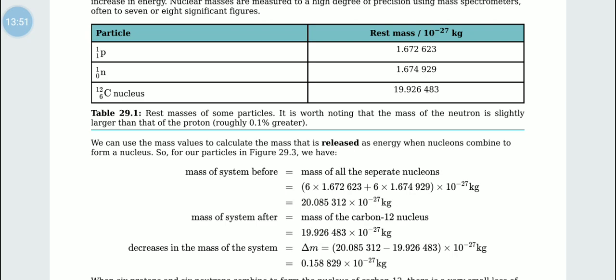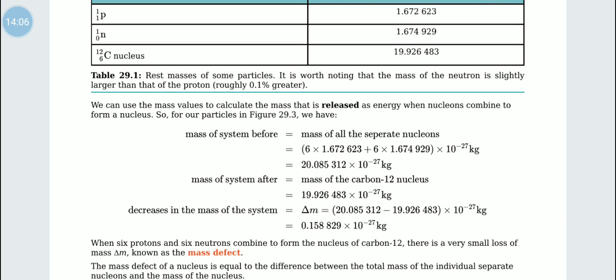Then the mass of the system after, that means the nucleons, separate nucleons, put together to combine this. The mass of the system after is 19.926483. So the decrease in the mass of the system is 0.158829 into 10 to the power minus 27.